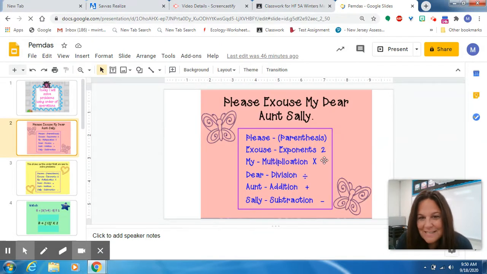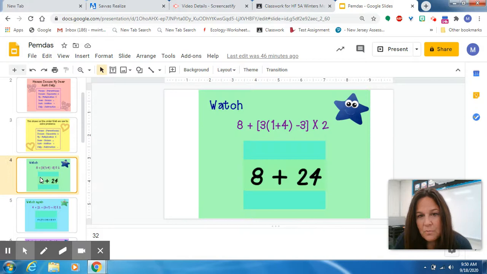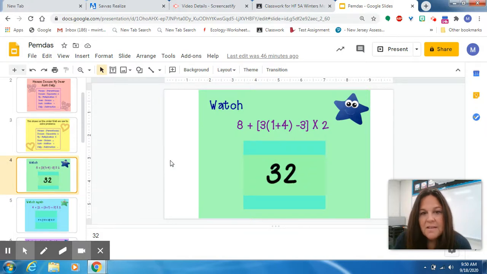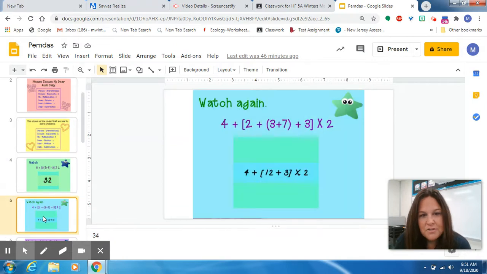We talked about, please excuse my dear Aunt Sally. If you come up with another mnemonic for that, please feel free to do so. Then we have another slide here. This is just showing you the order that we use to solve the problems. And what you can do when you watch this one is see each step. You're going to see how it just runs through.